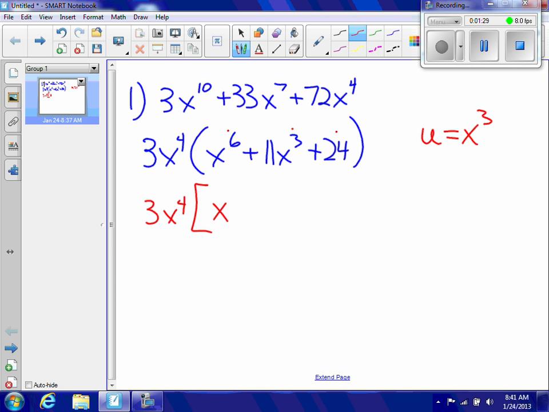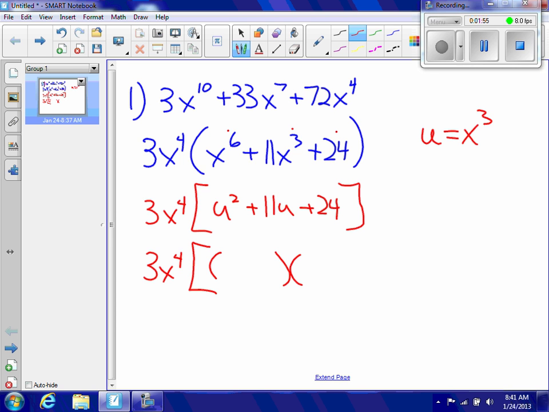Times, oops, not x, I just changed it to u. Okay. u squared plus 11u plus 24. 24 doesn't change. Now, recognizing that as a quadratic, I'm going to factor the quadratic part, but I don't want to lose my 3x to the 4th, so I have 3x to the 4th, and I can see that this factors into u plus 8 and u plus 3.